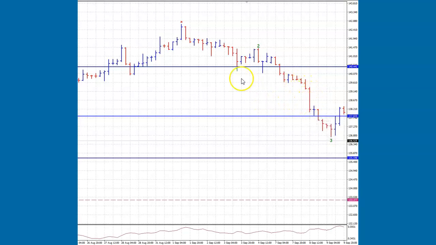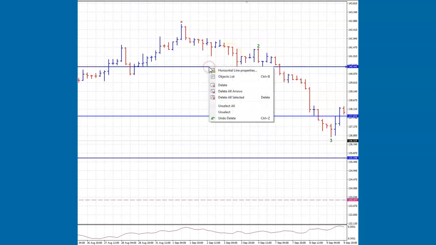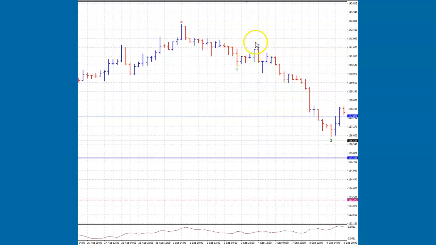Okay, so by knowing this count, we have an ability to take an objective trade by selling the marketplace at a reasonable price and not getting caught in any of these movements.